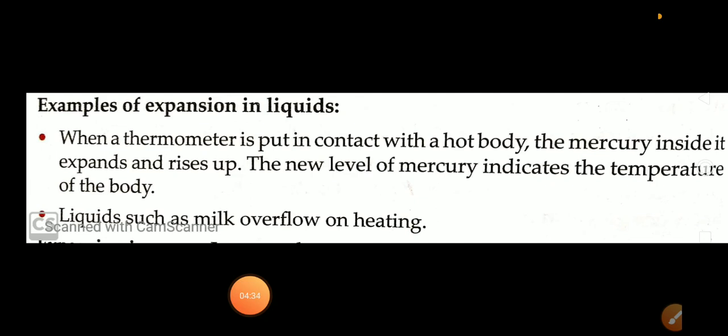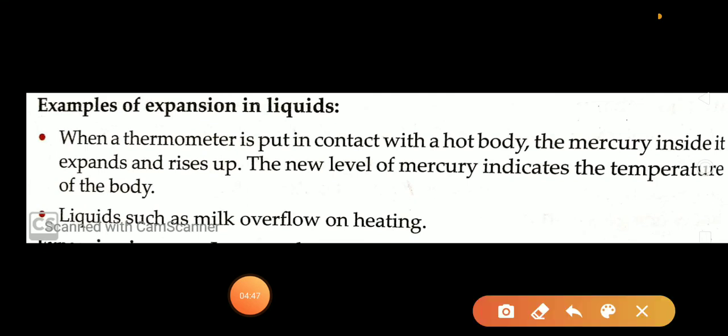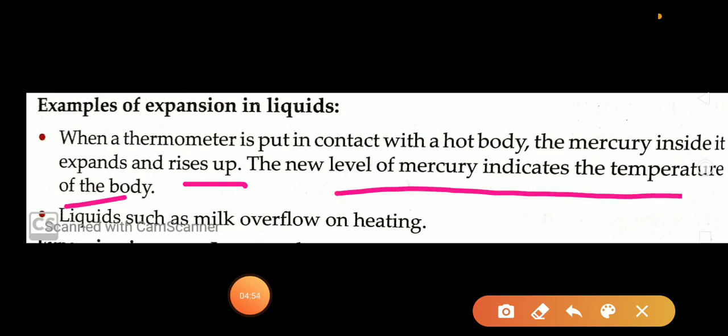You all know about the thermometer. Inside the thermometer, mercury is filled. When the bulb of the thermometer comes in contact with a hotter body, the mercury inside it expands and rises up into the tube. This new level of the mercury indicates the temperature of the body. This rise in the level of the mercury is expansion in liquid.